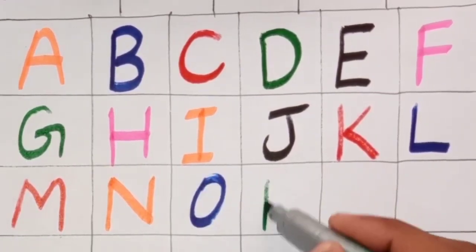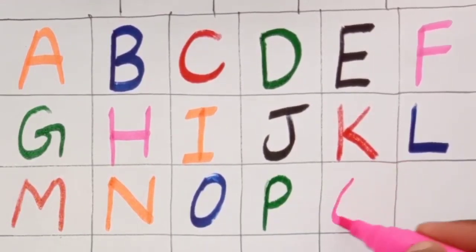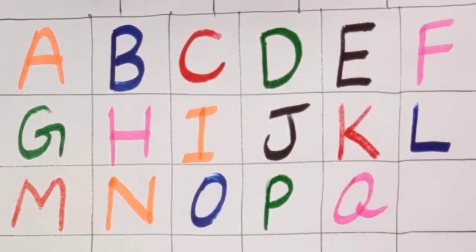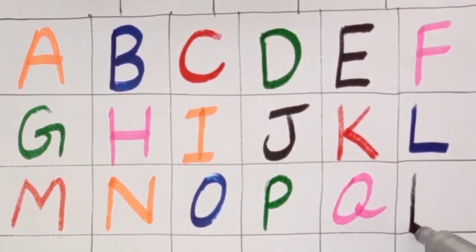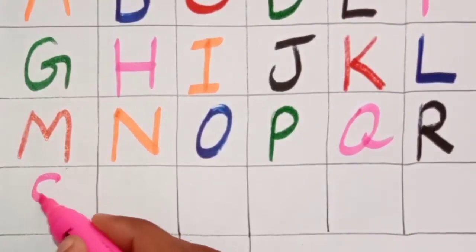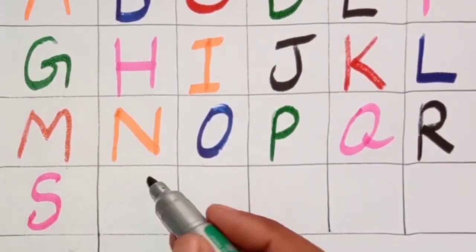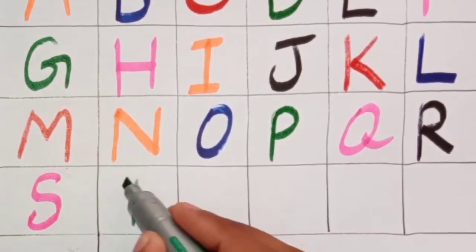Green color P. P for pigeon. Pink color Q. Q for queen. Black color R. R for rainbow. Pink color S. S for ship. Green color T. T for tree.